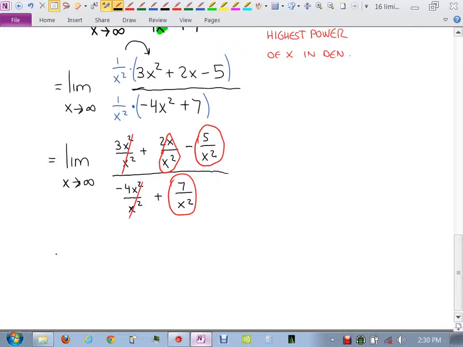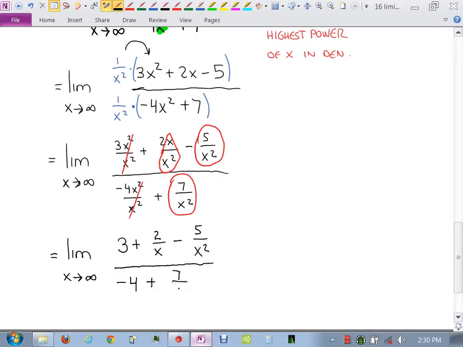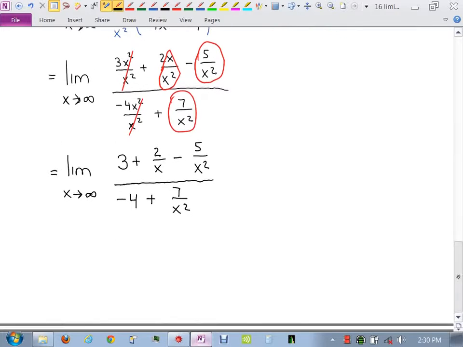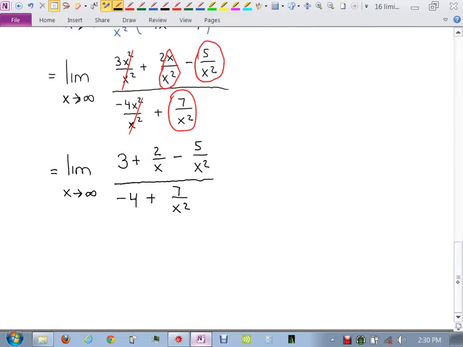So I've got the limit as x goes to infinity of 3 plus 2 over x minus 5 over x squared, over negative 4 plus 7 over x squared. And now at this point, let x go to infinity.